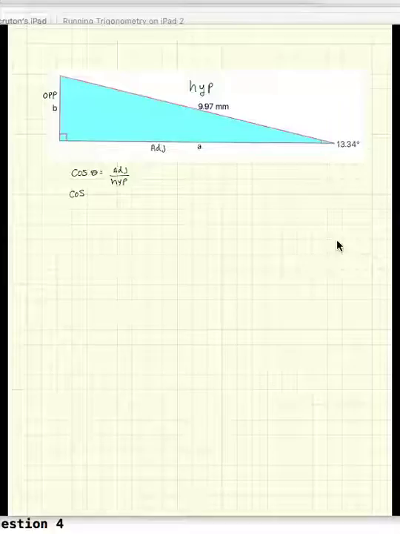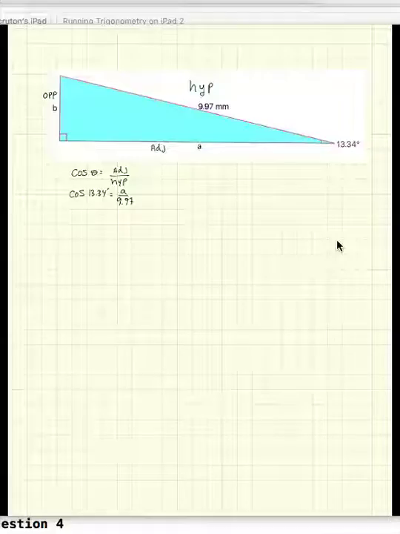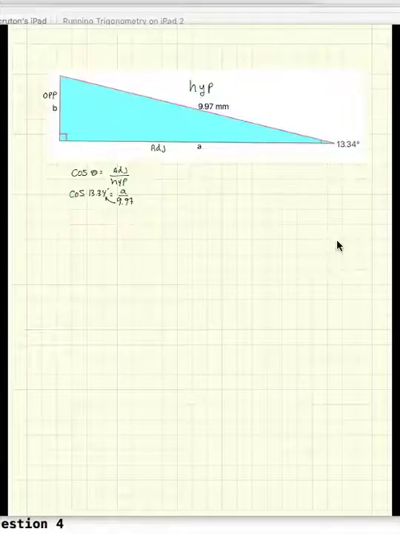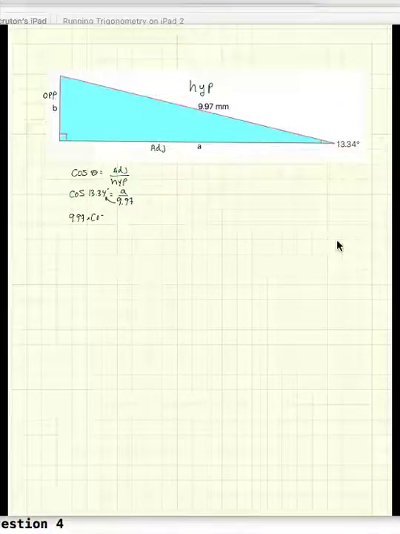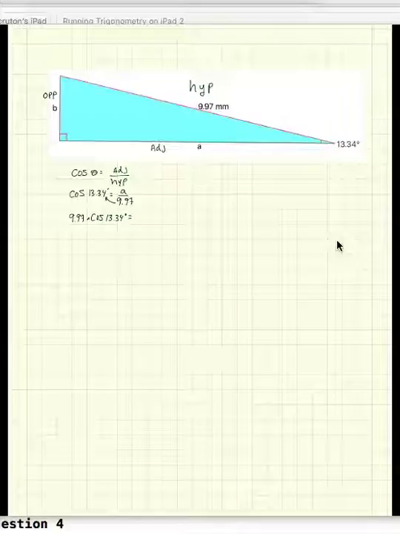All right, then I'm going to fill in everything I know. So cosine of 13.34 degrees is equal to the adjacent, which is our unknown A, over the hypotenuse, which is 9.97 millimeters. All right, to get the A alone, I'm just going to multiply both sides by 9.97. So I'm left with 9.97 times the cosine of 13.34 degrees is equal to A.